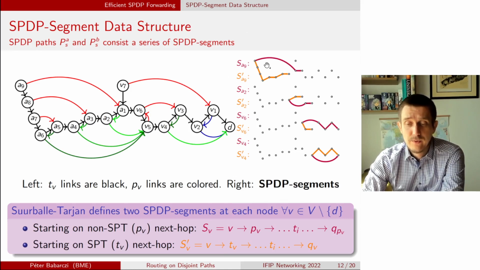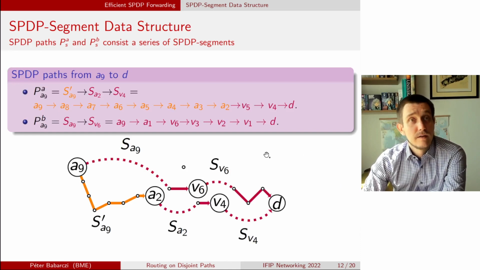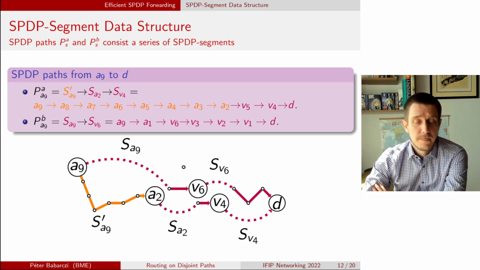So these upper two are from node A9. These two are from node A2. This is from node V6, and this is from node V4. How can we construct paths from these segments? We have shown that because of these backward traversals, each SPDP path will consist of the concatenation of these segments.